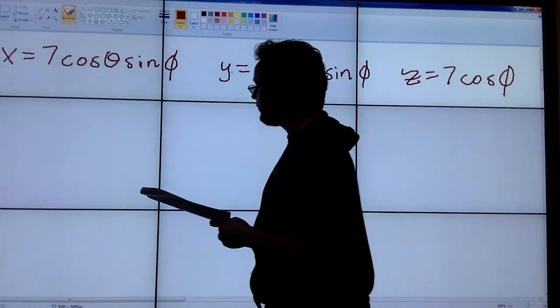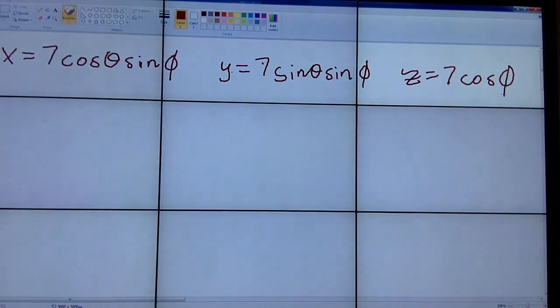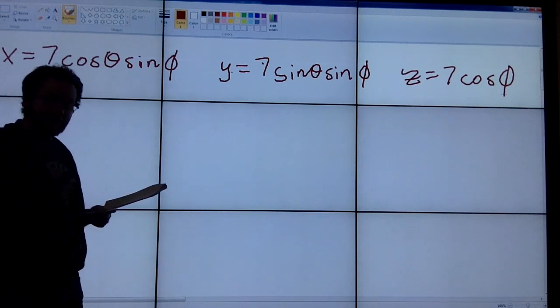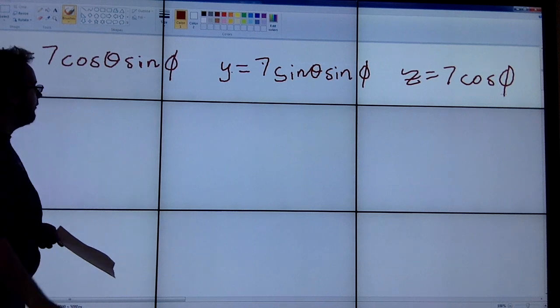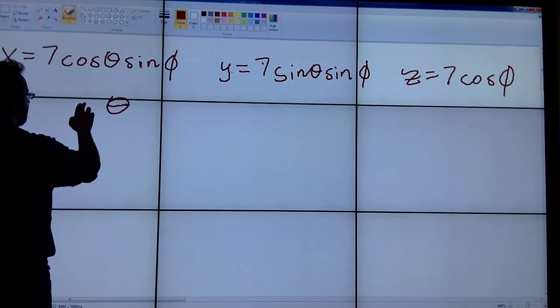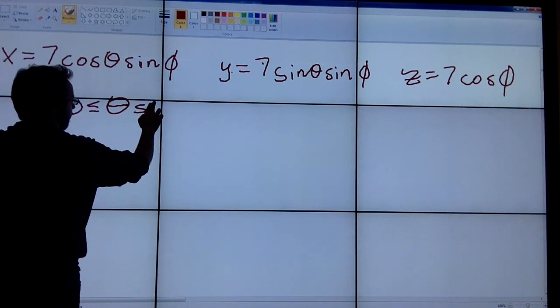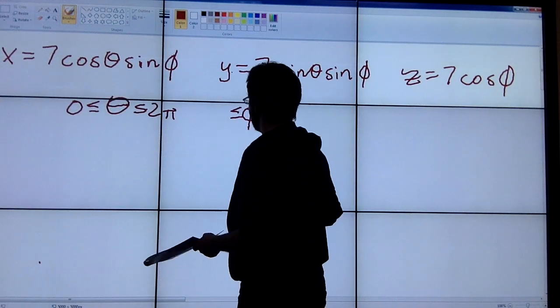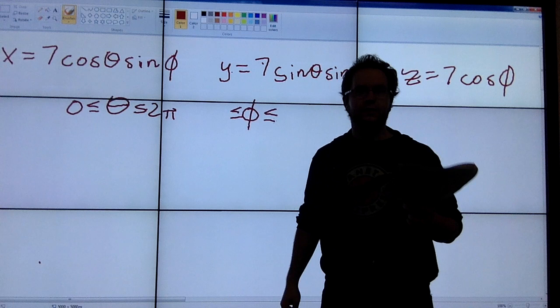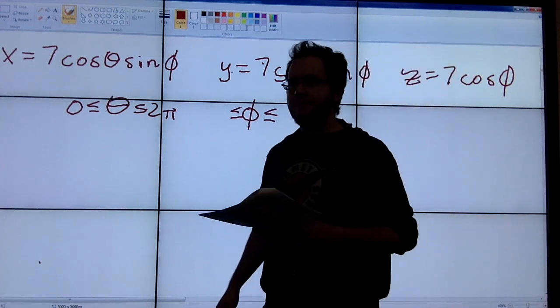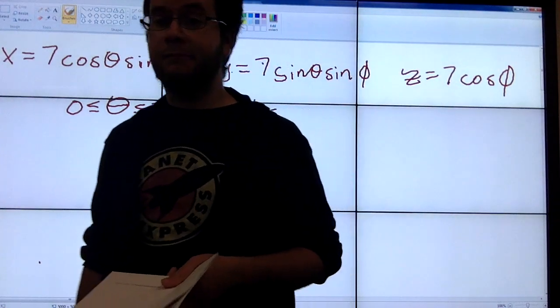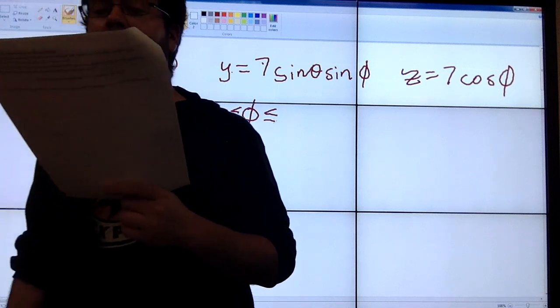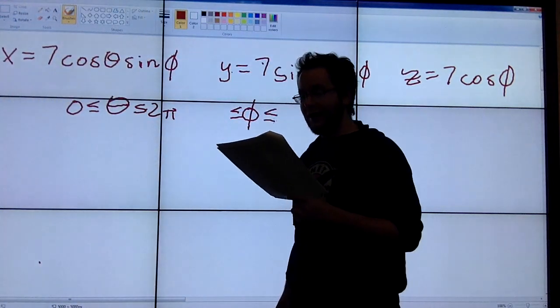Okay? What about my bounds on theta and phi? Does it say first octant or anything like that? Nope, so my bounds on theta go all the way around. What about my bounds on phi? 0 to 7? Nope. 0 to pi? Nope. Oh, you said phi. Never mind. 0 to pi over 2? 0 to pi over 3.